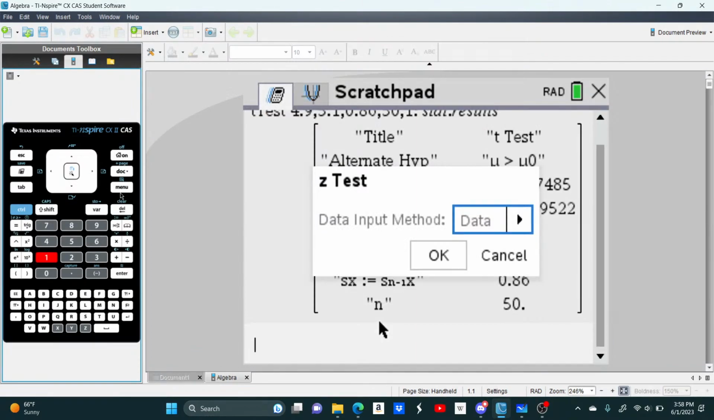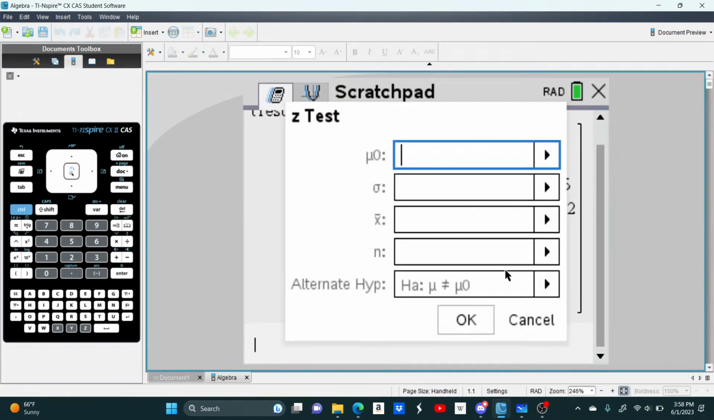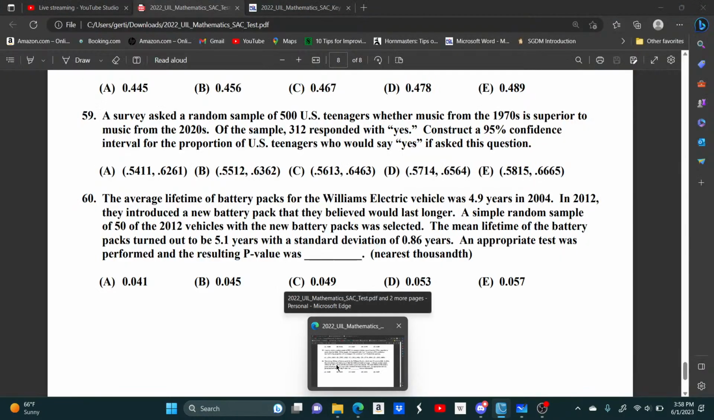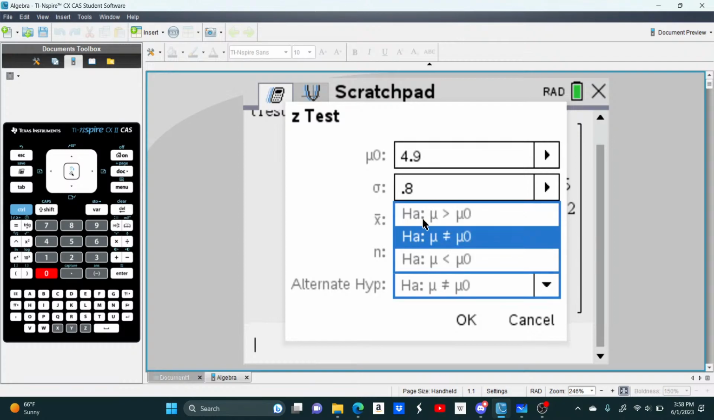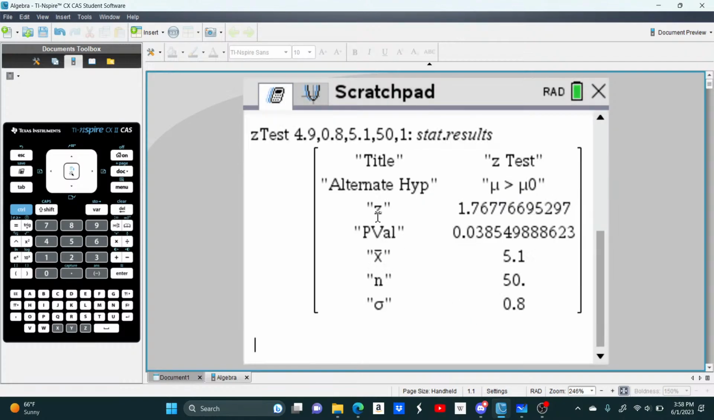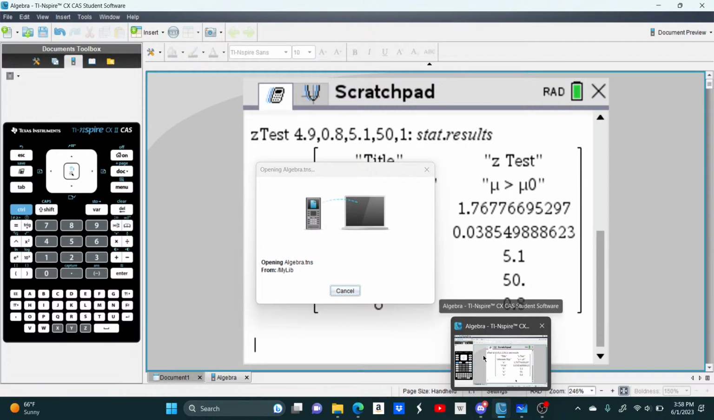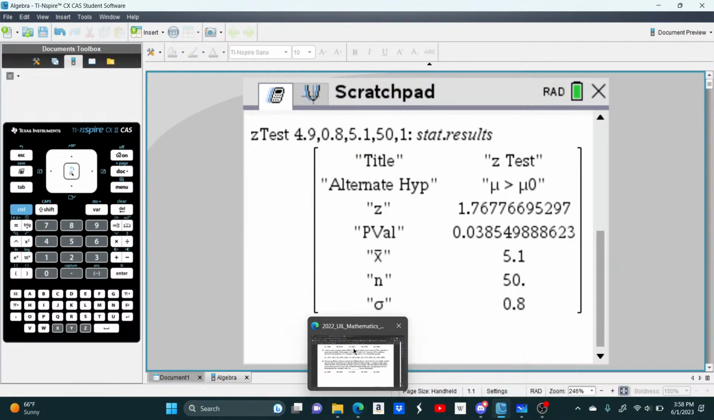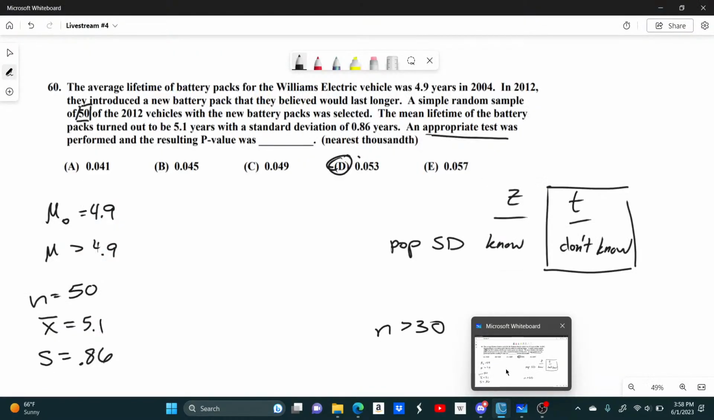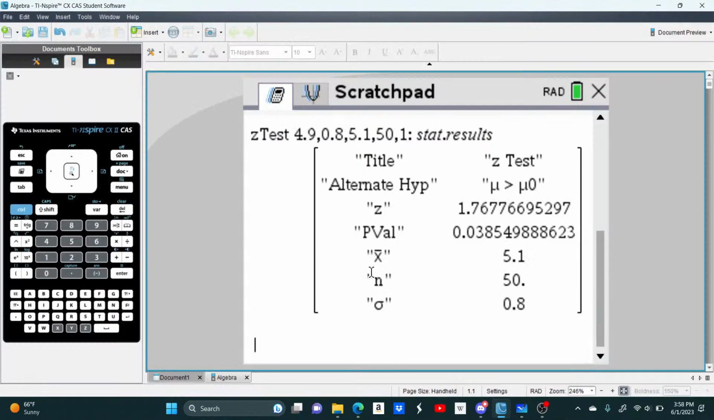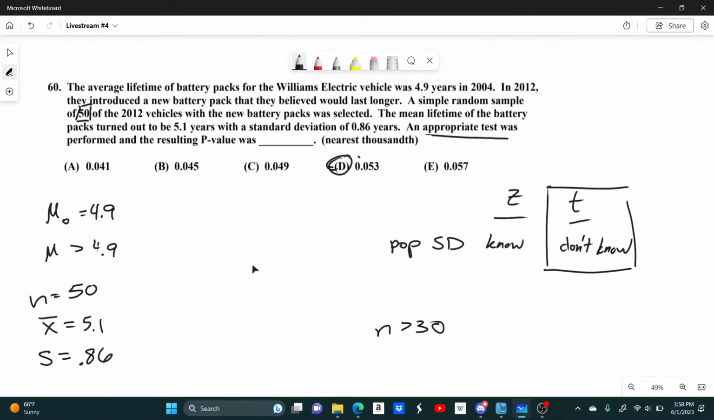So go here, z, or is it not an interval? A z test, my bad. So here we go. We're using 4.9. This was 0.8. This is 5.1. This is 50. I'm curious if this gives you the same answer. And it does not give you the same answer. That's interesting. I do wonder why that is, because there is a rule somewhere. Maybe I don't understand the rule. I need to look into that. Well, luckily that wasn't an answer choice, so you got lucky that way.